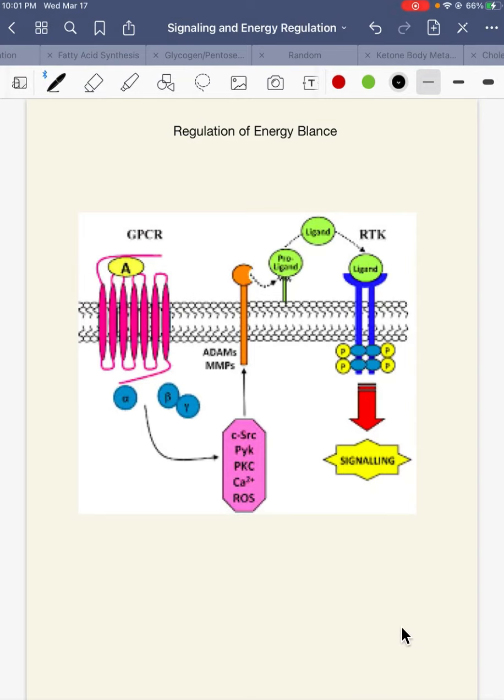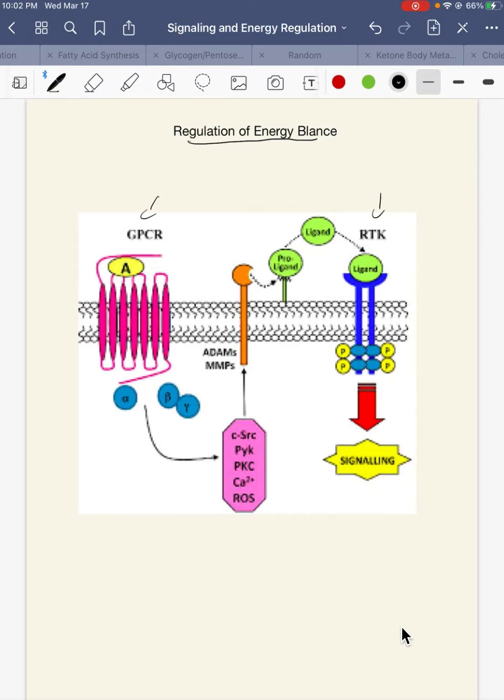Hey guys, in this video, we'll be talking about regulation of energy balance. We'll talk about signaling, mainly with insulin and glucagon, and how that affects other pathways that we already learned in the cell. So this is a G-coupled protein receptor over here, the one on the left. This is a receptor tyrosine kinase.